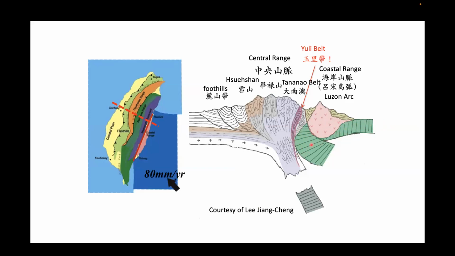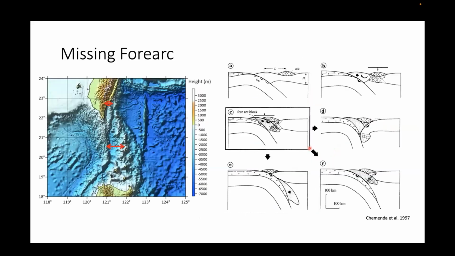We call this part of it the forearc of the Luzon Arc. So the forearc system is now being buried underneath the mountain. And why do we draw this? Because if you look at the bathymetry, the trench is located here. And this is the Luzon Arc system. This is the volcano generated by the subducting of the South China Sea oceanic crust into the mantle.